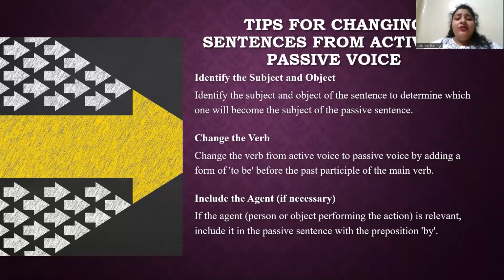It means in active sentences, you have to identify the subject, the doer of the action, and the object, the recipient of the action. In passive sentences, you make the object the new subject, and the subject becomes the agent. It is introduced by "by".